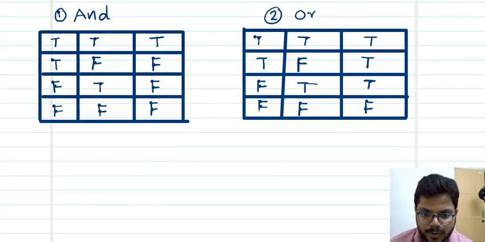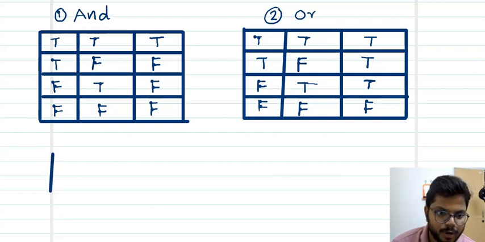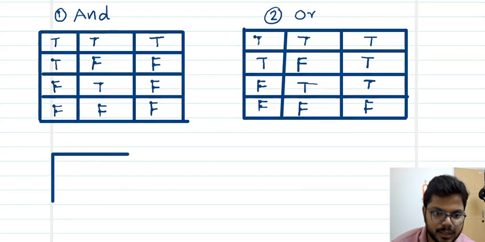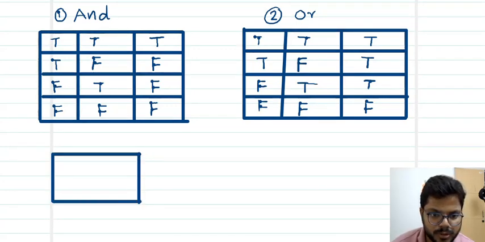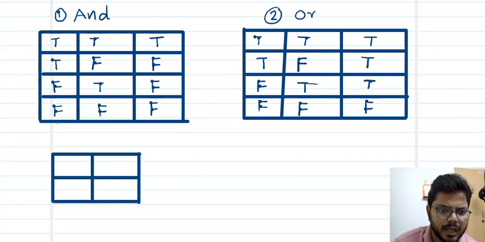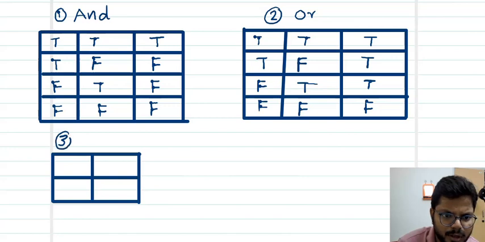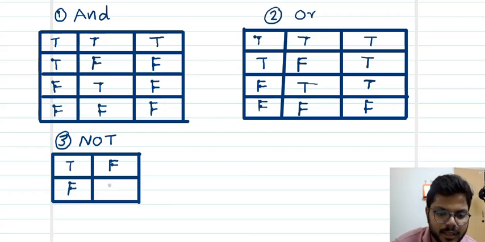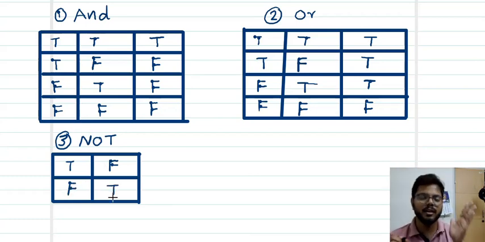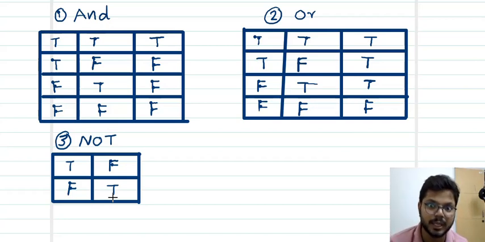And third, we need to do just the NOT operation. NOT is exactly the opposite. NOT indicates the opposite. For the NOT operation, we are having only two conditions. NOT means exact opposite. If the condition is true, we will get false. If the condition is false, we will get true. So these are the AND, OR, NOT table implementations.